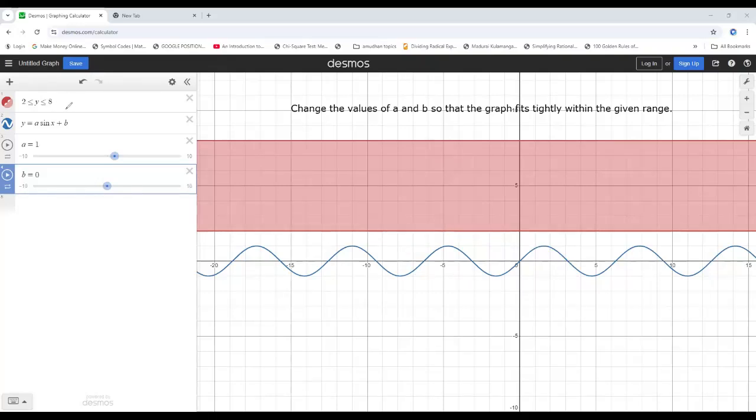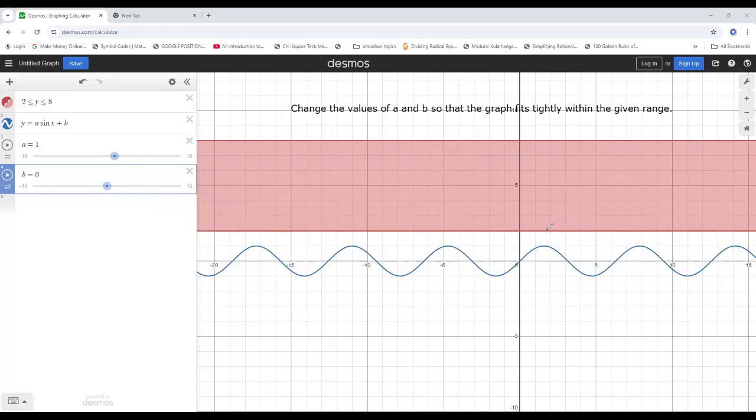Usually the range refers to the values of y for a function. So the range is given over here: 2 ≤ y ≤ 8. The starting value of the range, that is y = 2, is over here, and the ending value of y is 8, that's given over here. So we have to change the values of a and b in the given function so that this graph will fit tightly within this given range.